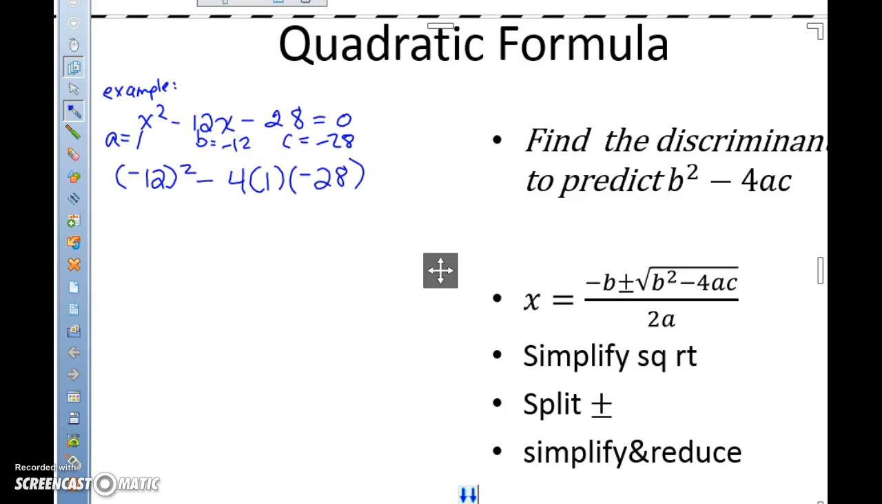And then we're going to compute that. If you are typing the discriminant all in your calculator, please, please put parentheses around your negative 12. Otherwise, your calculator will give you a wrong answer. It's only as good as its user. Okay?